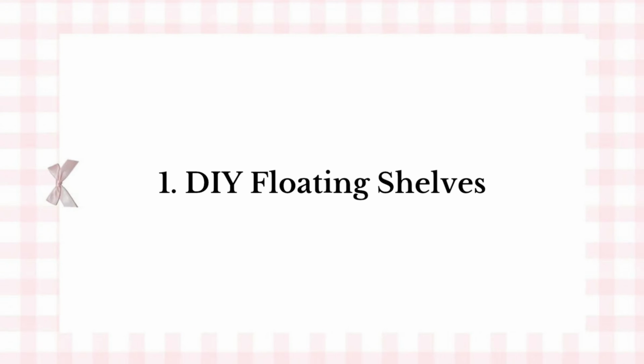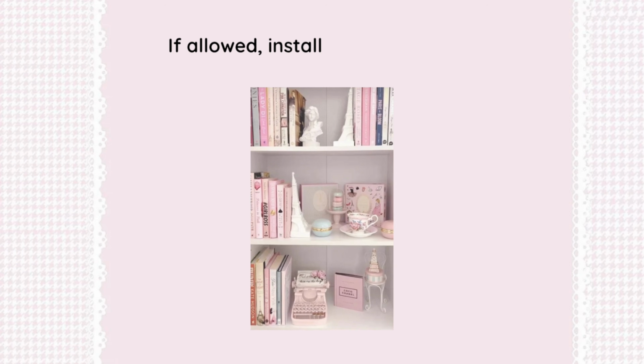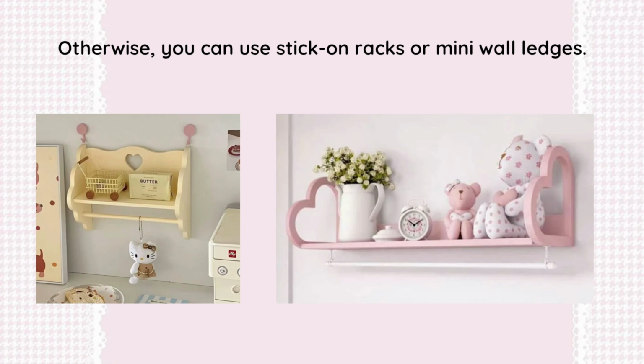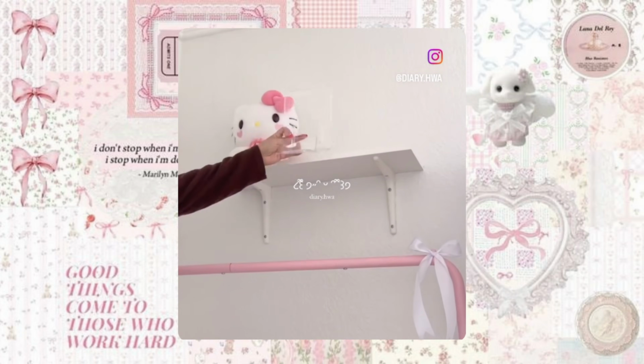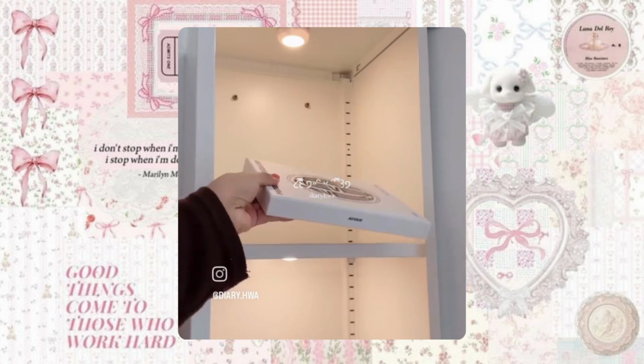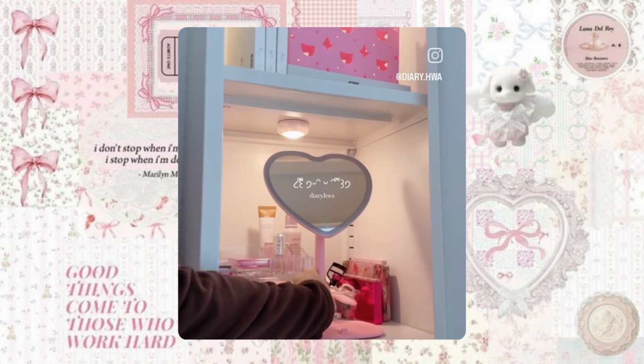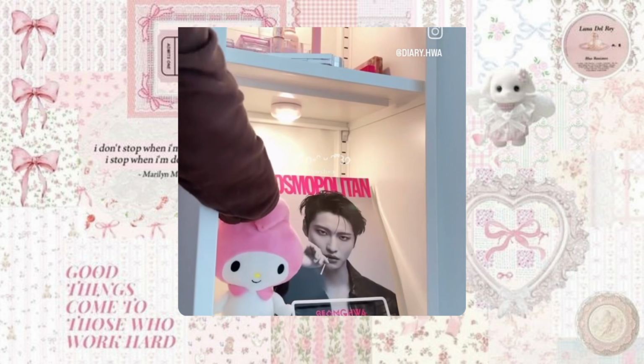1. DIY floating shelves. If allowed, install floating shelves. Otherwise, you can use stick-on racks or mini wall ledges. Paint them to match your room's palette. Decorate with candles, plants, books, or small decor pieces. Keep it minimal, too much clutter ruins the vibe.